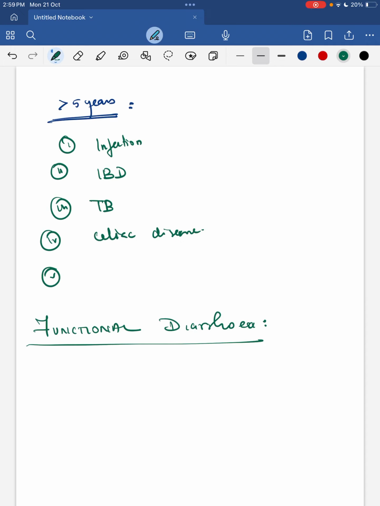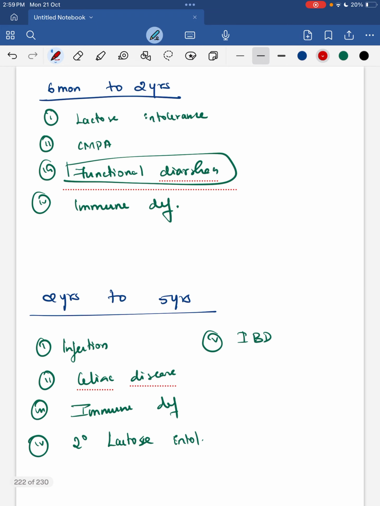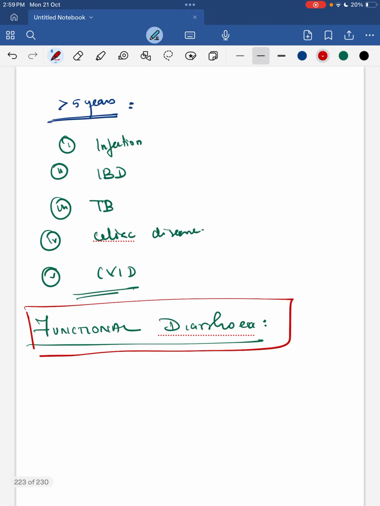Coming on to functional diarrhea. This functional diarrhea is one of the common causes for a child to get chronic diarrhea between 6 months to 2 years of age. So what is the meaning of functional diarrhea? When do you tell that a child has functional diarrhea? You have a criteria for this.